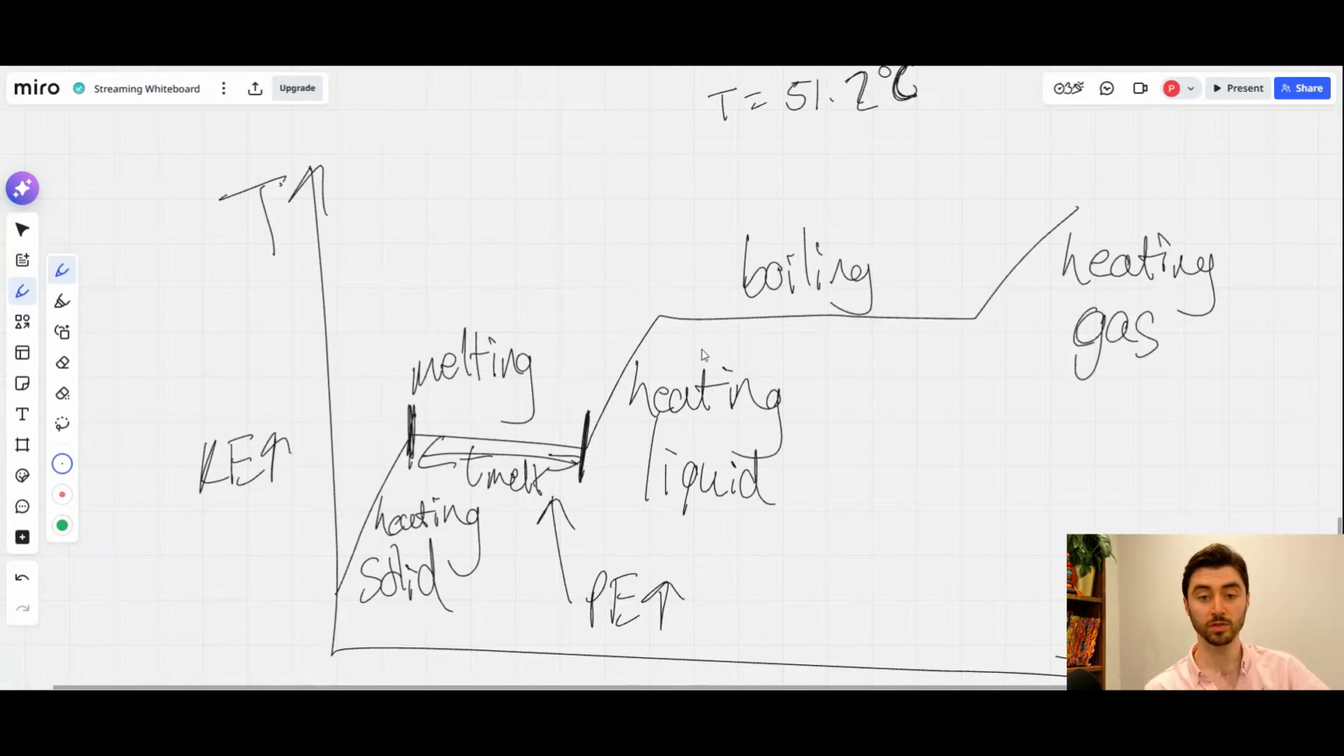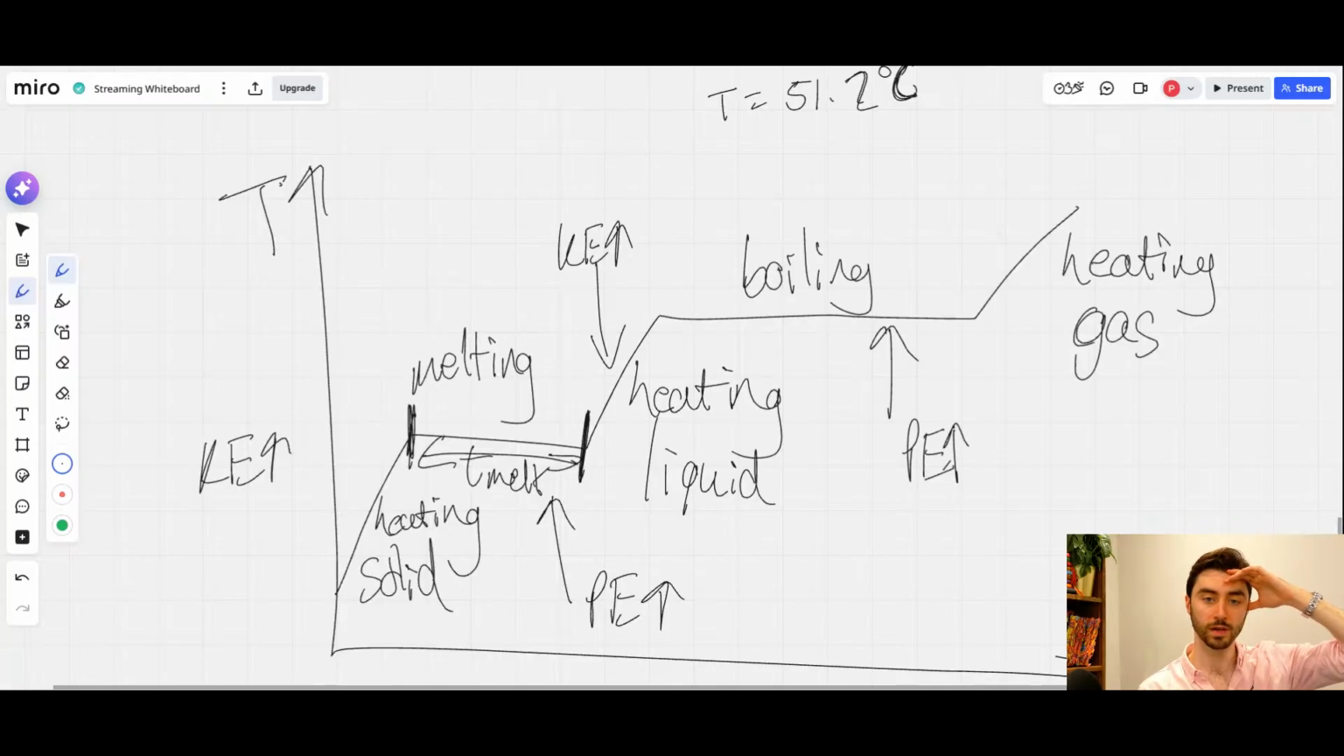The potential energy is increasing. For any heating, it's the kinetic energy that's increasing. And for any change of state, it's the potential energy that's increasing in this heating curve. And here, the kinetic energy is increasing again. So these are the changes in the internal energy as we are moving through the system: kinetic, then potential, then kinetic, then potential, then kinetic.